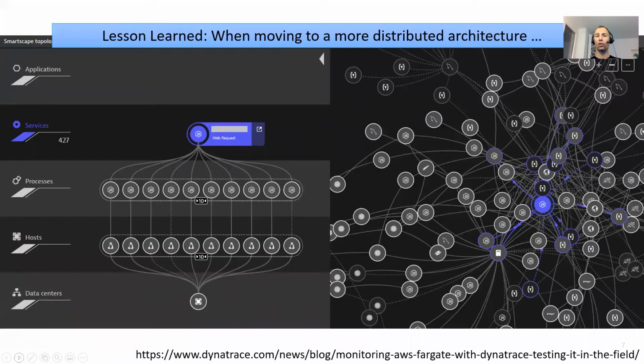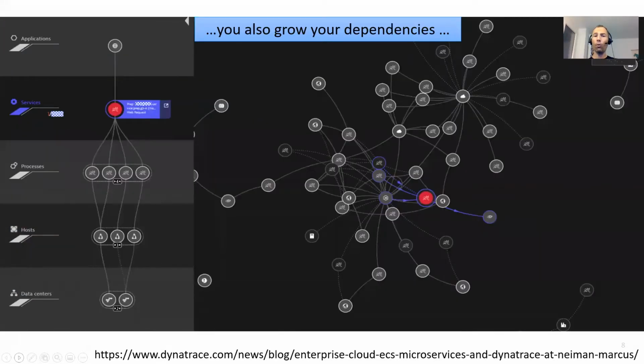Overall, I think the lesson learned over the years as you're moving to a more distributed architecture is this: the more distributed you get, the more you're breaking up the monolith, or the more you're adding services, the more dependencies you will end up having. On the bottom, you can see a couple of links to blog posts that I encourage you to read. Behind all of my stories, there's typically a blog post or another presentation I gave.